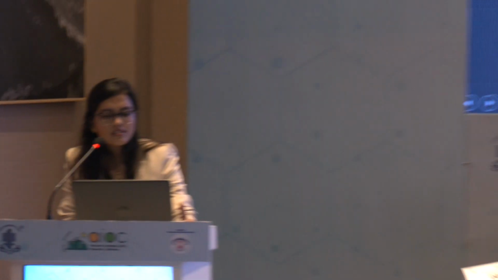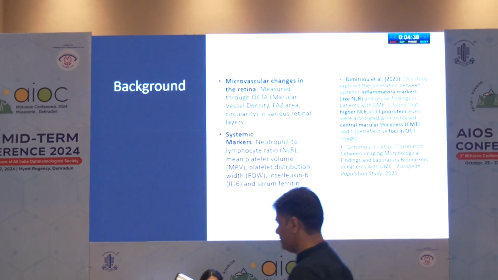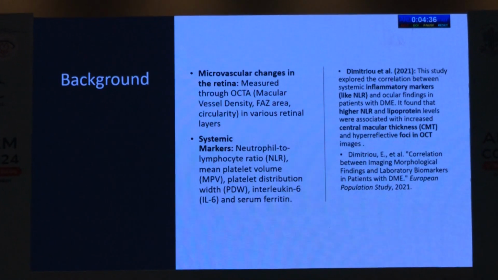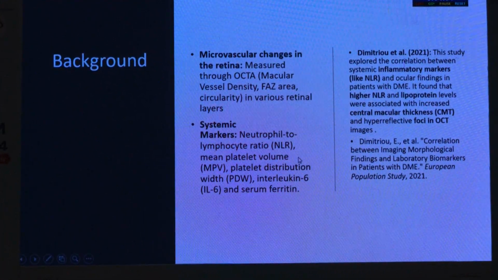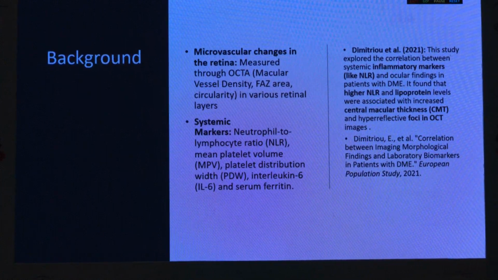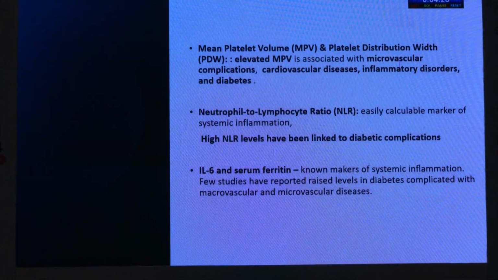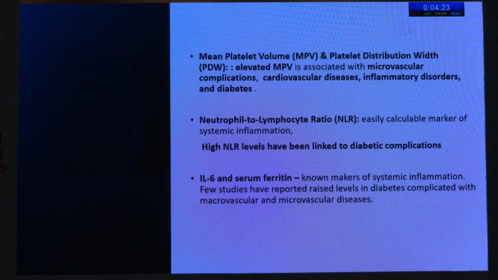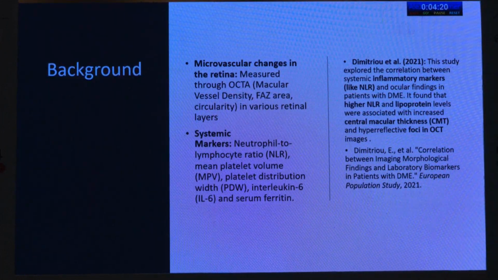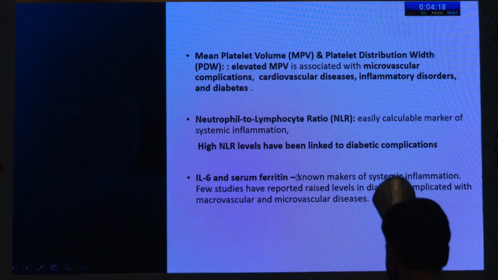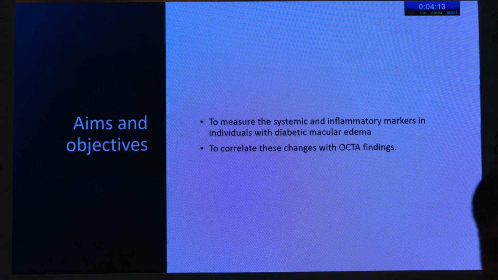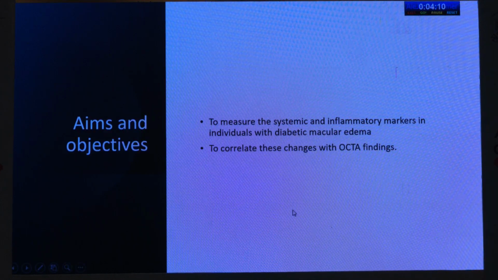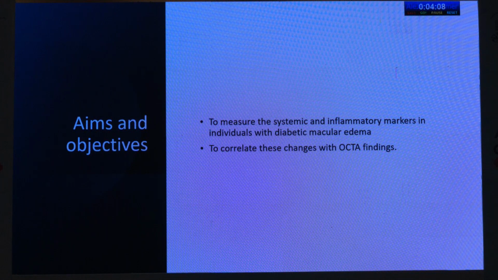The microvascular changes that we measured on OCTA were macular vessel density, FAZ area, circularity, and perimeter. The systemic markers measured were neutrophil to lymphocyte ratio, mean platelet volume, platelet distribution width, interleukin 6, and serum ferritin. Various studies have been done in the past, but they were all OCT-based, correlating CMT and hyperreflective foci in OCT. These are very easily available and known inflammatory markers. Our aims and objectives were to measure the systemic inflammatory and hematological markers in individuals with diabetic macular edema and to correlate these changes with OCTA findings.